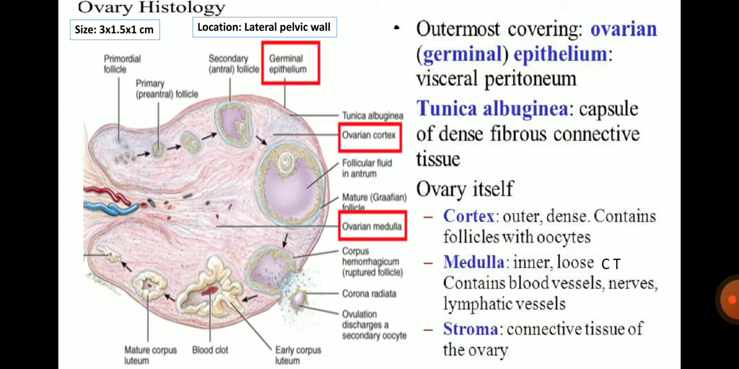Then the medulla is also seen there, which is innermost, and it contains loose connective tissue, then blood vessels, nerves, and lymphatic vessels. The stroma, that is the connective tissue of the ovary, is clearly seen with a number of fusiform cells within it. About each of these follicles I am going to explain in the future slides.